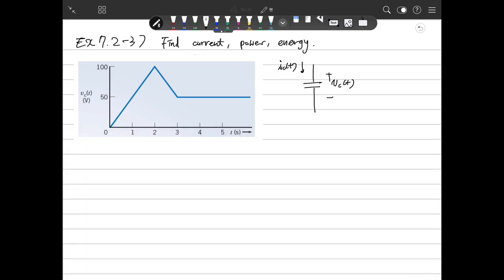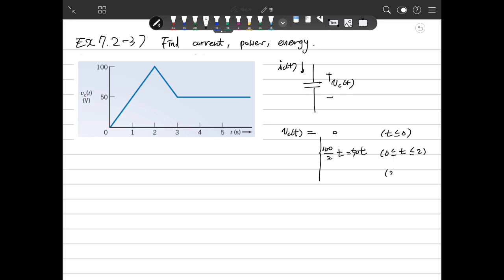So I want to define the equation of the voltage here. It is 0 when t is smaller than 0, then from 0 to 2 seconds, there will be an increase, 100 over 2, and t, so 50t.